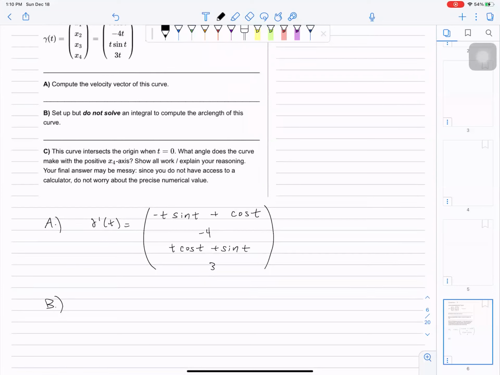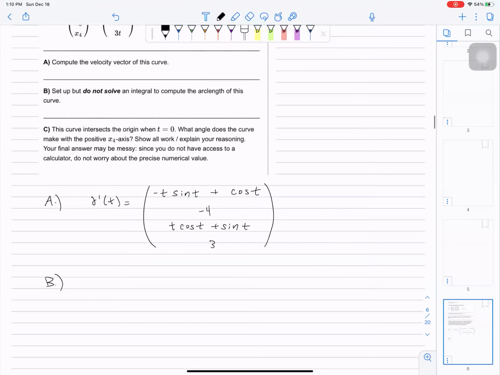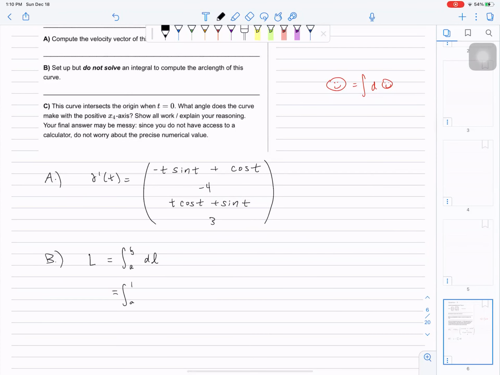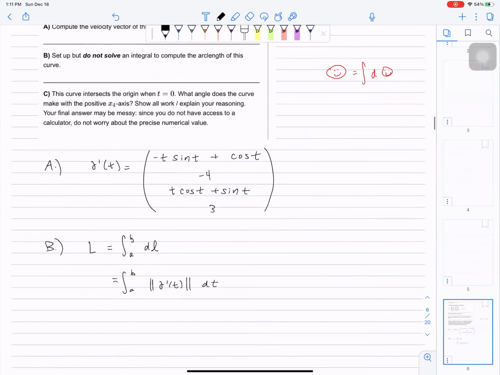Okay, part B, set up but do not solve an integral to compute the arc length of this curve. So what is the formula for arc length? We know that any smiley face equals the integral d smiley face. So if I wanted to find the arc length, that's going to be the integral of the arc length element. What is the arc length element? Well, that's the derivative. The length of the derivative dt is the arc length element.